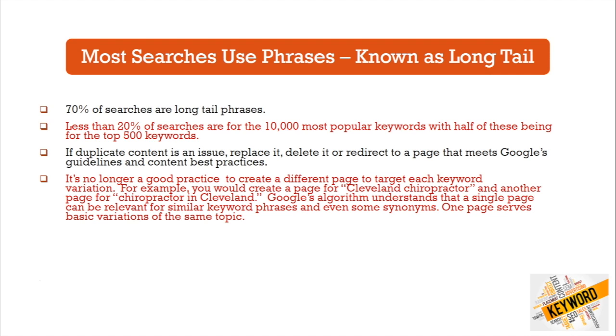If duplicate content is an issue, replace it, delete it, or redirect it to a page that meets Google's guidelines and content best practices. For example, it's no longer good practice to create a different page to target each keyword variation. For example, you would create a page for Cleveland chiropractor and another page for chiropractor in Cleveland. But Google's algorithm understands that a single page can be relevant for single keyword phrases and even some synonyms. One phrase serves basic variations of the same topic.